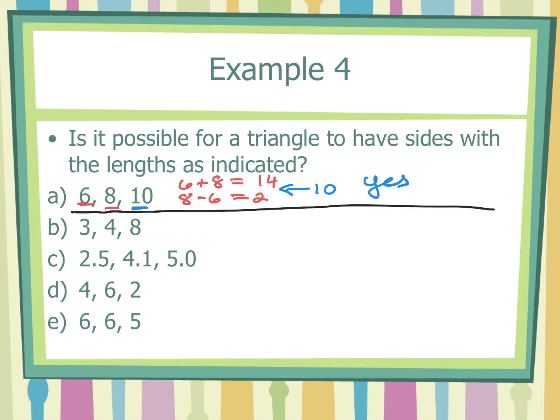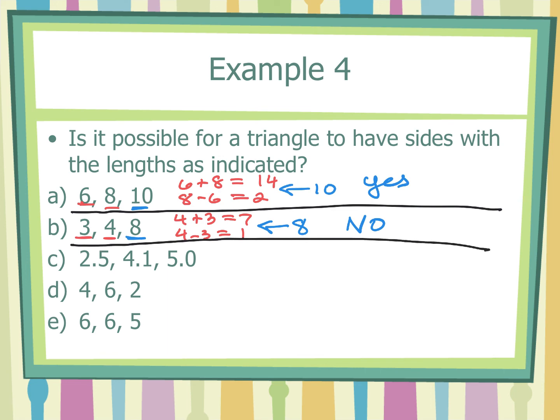Let's try the next three. Again, I'm going to take the two smaller ones. I'm going to add them. I'm going to subtract them. If the third side, the 8, is in between 1 and 7, the answer is yes, but it is not. It's too big, so this answer is no. These three numbers would not form a triangle. There would be a little gap. There's no way you could connect them.